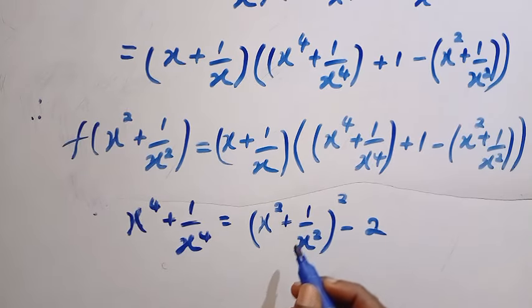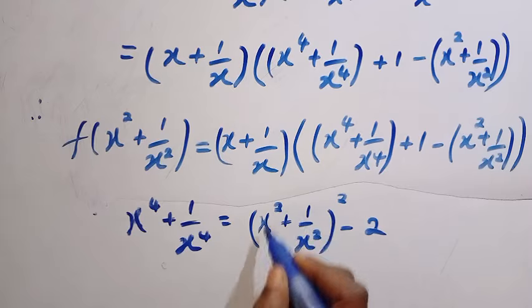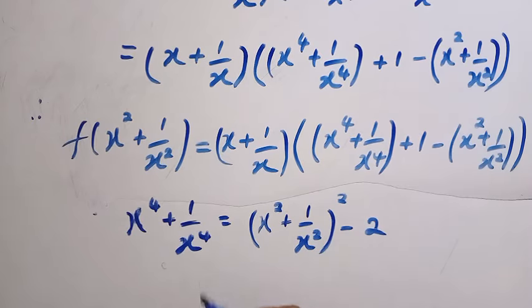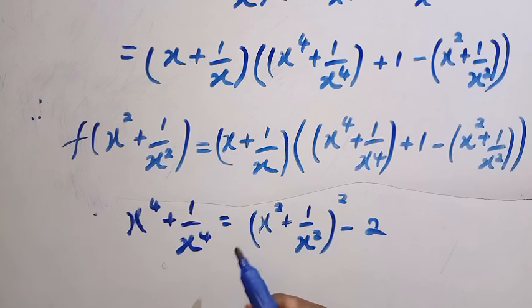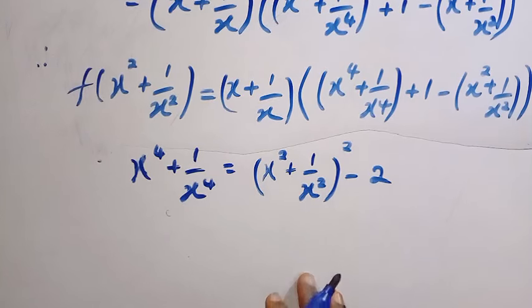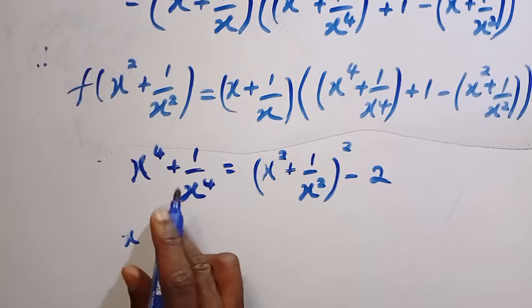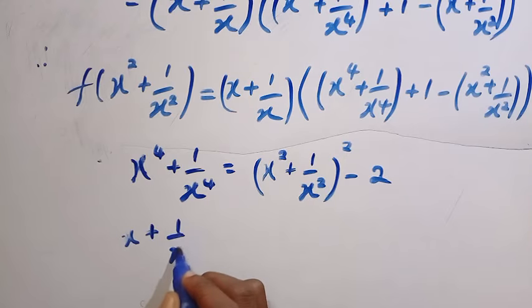So you can just try that one by expanding the whole of this and subtract 2. So this is what we are going to get. But what of x plus 1 divided by x power of 2? So how can we do that? It's very simple.